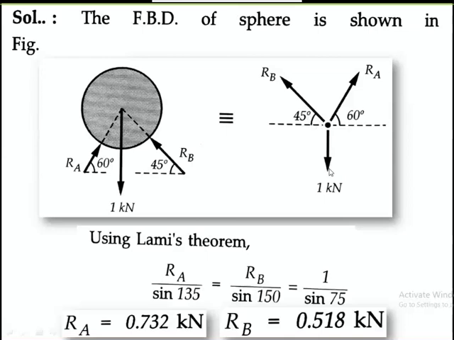Just use Lamb's theorem. That is RA divided by sine of the angle between the other two forces, that is 90 plus 45, which is 135. RB divided by sine of 90 plus 60, which is 150. And 1 divided by sine of 45 plus 30, which is 75. Equate these, and you will get the values of RA and RB. This type of problem you will get on one sphere, and normally these one-sphere problems can be solved easily by using Lamb's theorem.